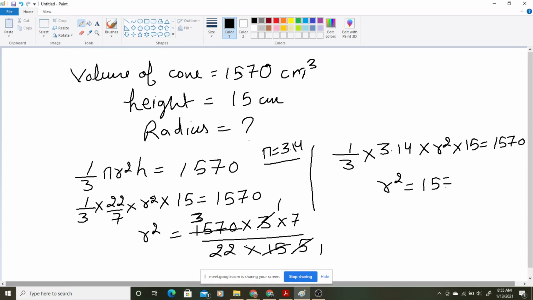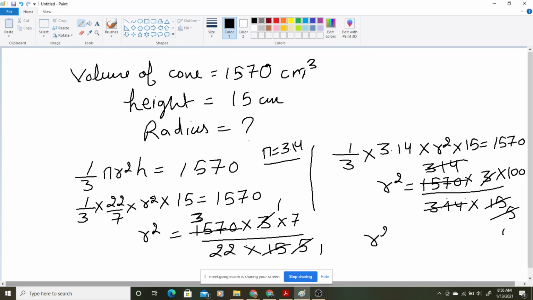1570 multiplied by 3, then divided by 3.14 multiplied by 15. Now when you remove the decimal, you will get 100. Then 5 ones are 5, 5 threes are 15, 5 ones are 5, 5 fours are 20. 314 and 314 cancel out. So r² will be equal to 100, which means r will be equal to 10 centimeter.